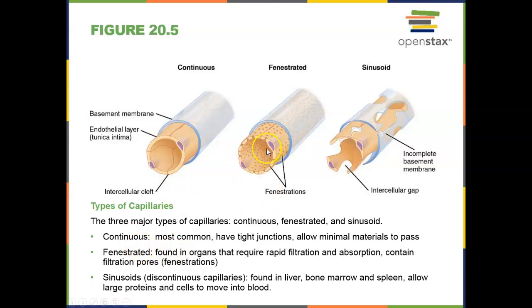The continuous capillaries are the capillaries of the brain and help in producing that blood-brain barrier. Then we have fenestrated capillaries. Fenestrated capillaries are capillaries that have larger holes or fenestrations for rapid filtration and reabsorption. So we find these capillaries in areas where we're going to have a lot of filtration and reabsorption of materials. So we find them in our intestines. We also find them in our kidneys.